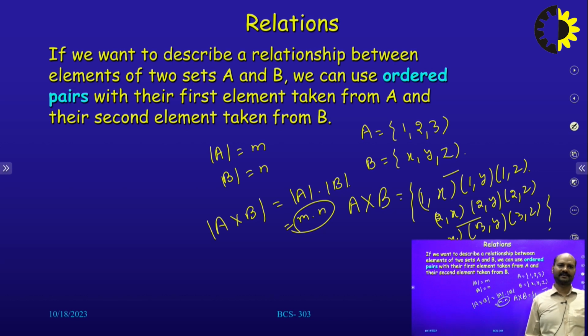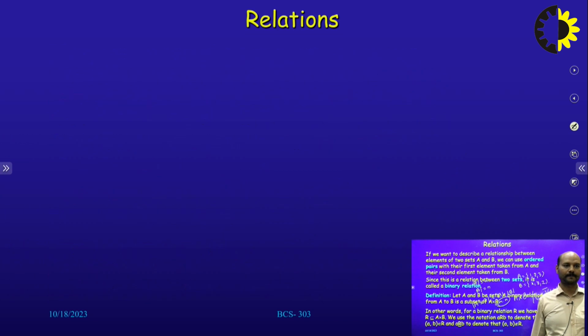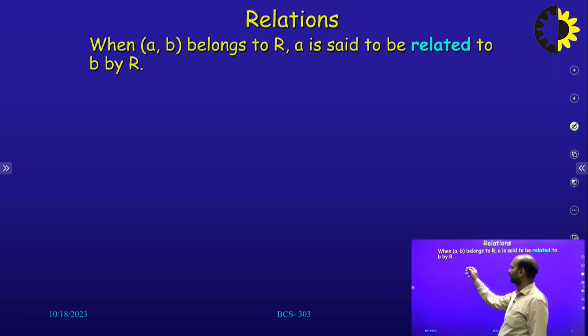So what is a relation? We take some ordered pairs out of all these ordered pairs. We select some ordered pairs which follow our definition, and that creates a particular relation. So we can say that a relation is a subset of the Cartesian product A cross B. When (a, b) belongs to the relation, we say that a is said to be related to b. If we write (a, b), it means a is related to b.